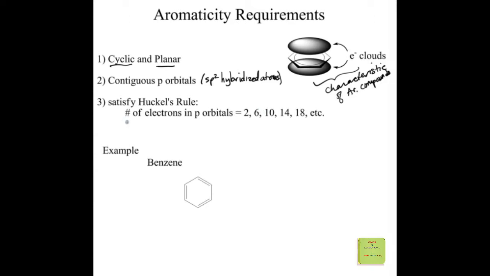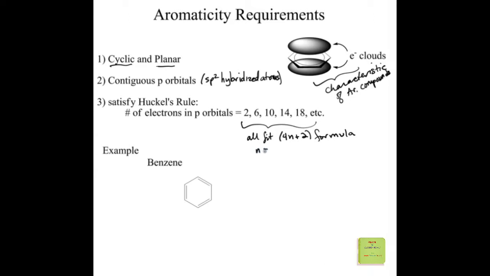In Huckel's rule, it says that the number of electrons that are in those p orbitals must be a certain number. You can have 2 electrons, or 6, or 10, or 14, or 18, and so on. You have to have a specific number of electrons. Now, rather than memorize this never-ending list of numbers, what was determined by Huckel is that these all fit the 4n plus 2 formula. So sometimes Huckel's rule is known as the 4n plus 2 rule.